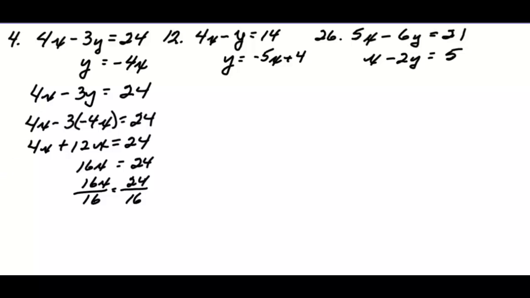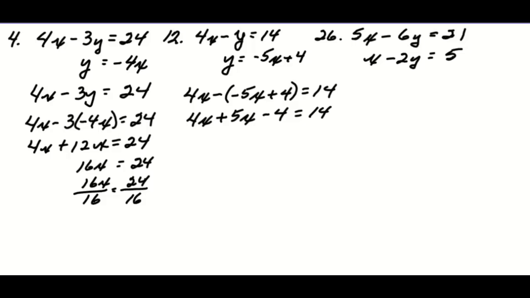In number 12, we have a value for y, but now y equals negative 5x plus 4. We're going to go ahead and substitute that into that other formula. 4x minus the quantity negative 5x plus 4 equals 14. Now all we have to do is that distributive property, multiplying through by negative 1. So negative times a negative 5 makes it a plus 5x. And minus 4 equals 14.